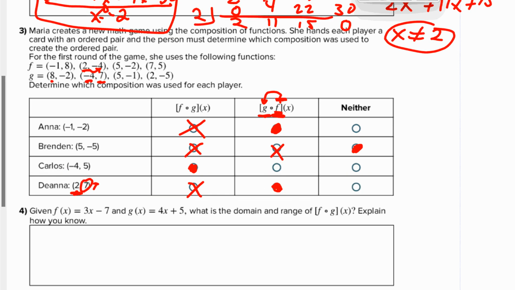You take the x that you're given, and you plug it into the inside one, and whatever y you get out, you plug that into the outside one for x, and see what's the answer you get. And if it matches with those, then that's the type.